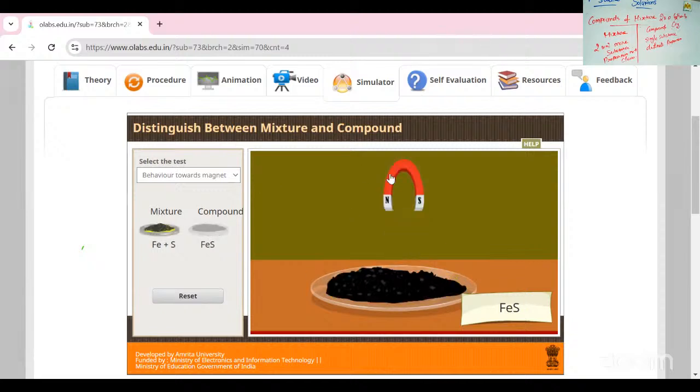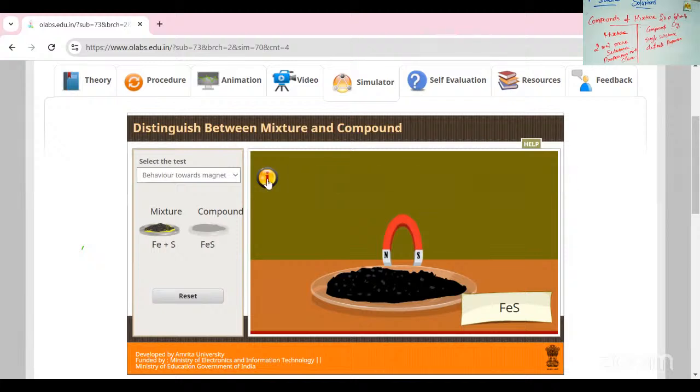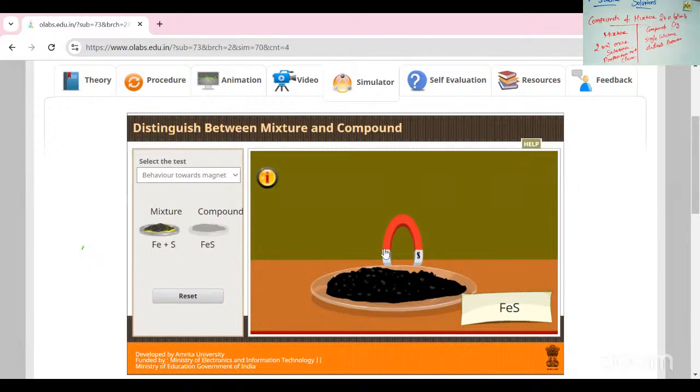And the next one is the compound. No changes. The iron particles are not separated from this area, so this is the compound. There are no particles clinging to the magnet, indicating it has lost its original property, that is magnetic nature. So this is confirmed as a compound.